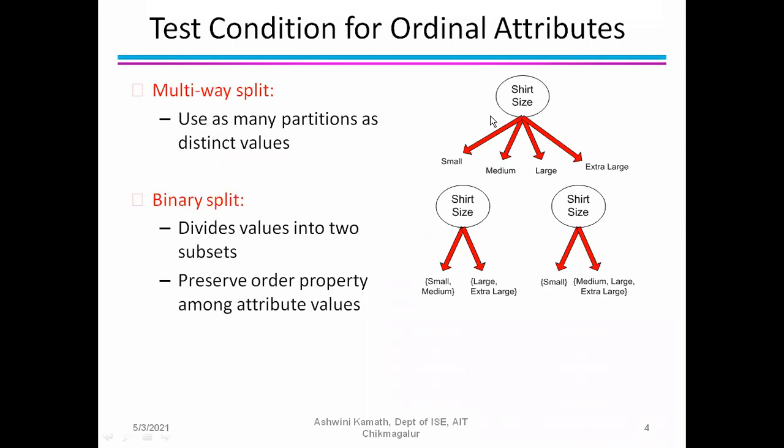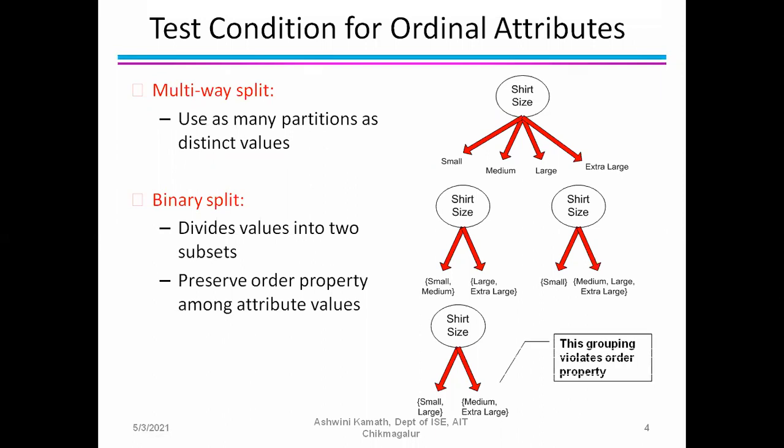Now consider this example. Shirt size: small and large in the left branch, and medium and extra large in the right branch. We cannot use this split, because it is not preserving the order property. This grouping violates the order property because small and large are on the left hand side and medium and extra large are on the right hand side.